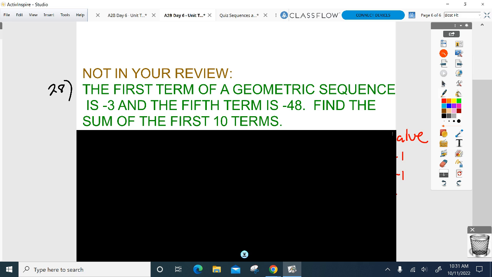All right, let's roll. Is it recursive? Is it arithmetic? Is it geometric? Here we go.